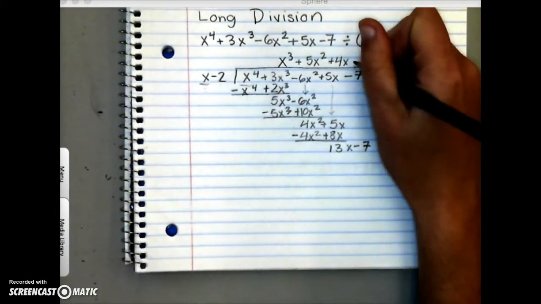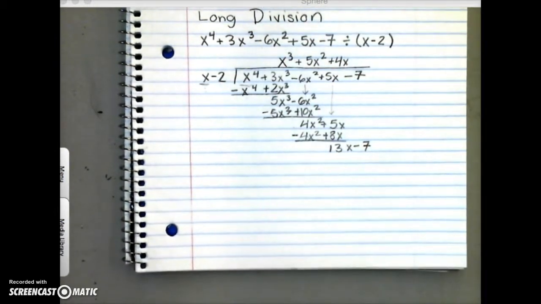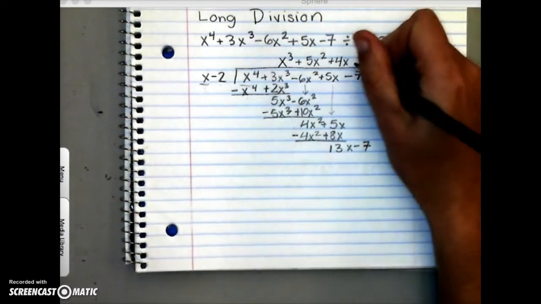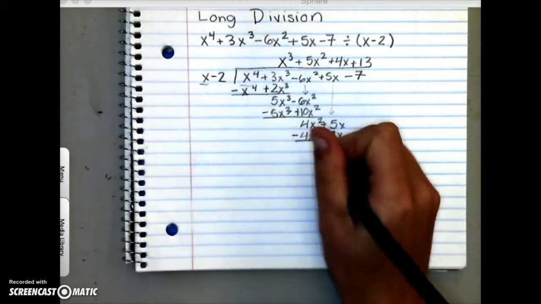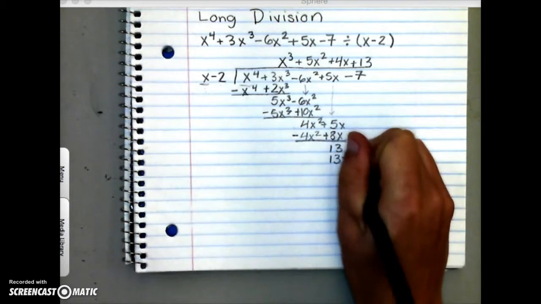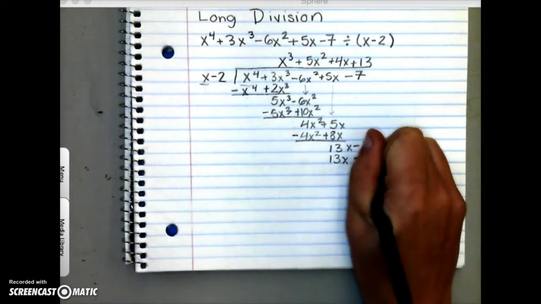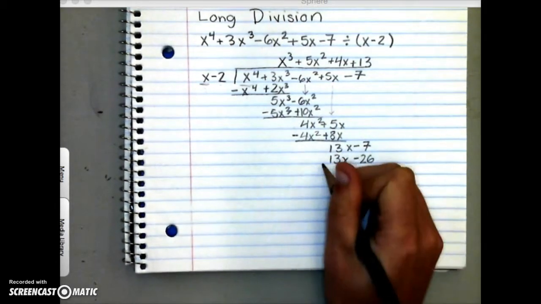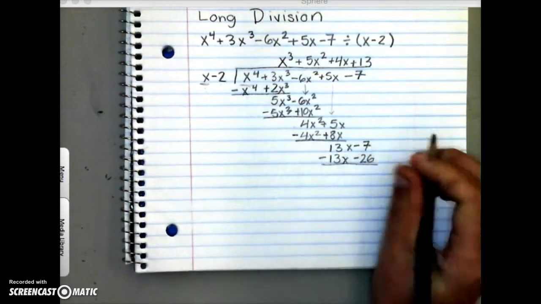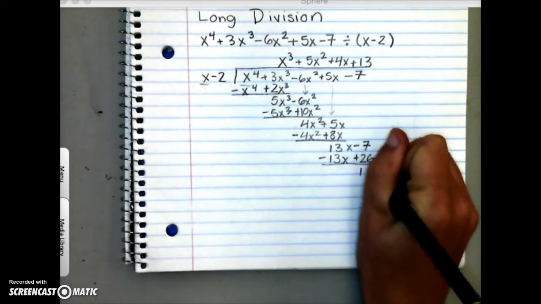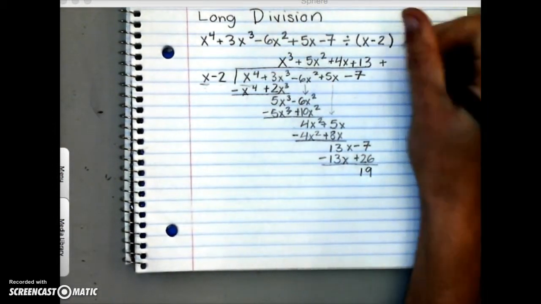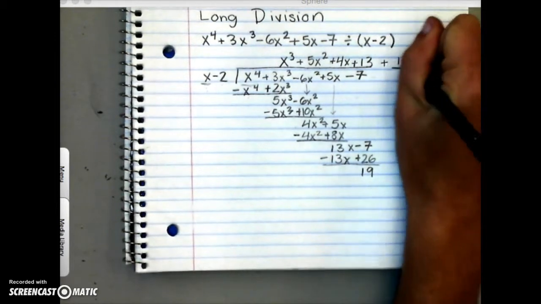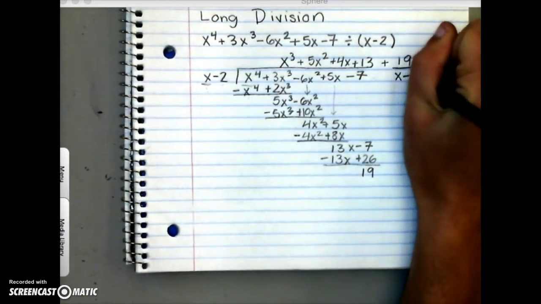How many? So what do I need up here? How many times does x go into 13x? Plus 13? 13x minus 26. Subtract. Change the signs. Here's my remainder. Plus 19 over x minus 2.